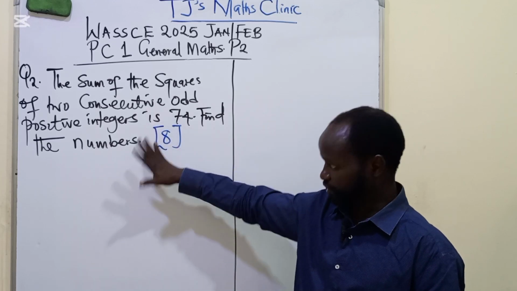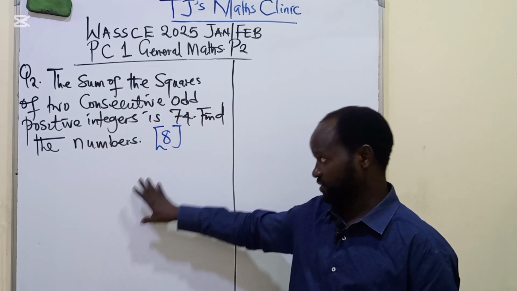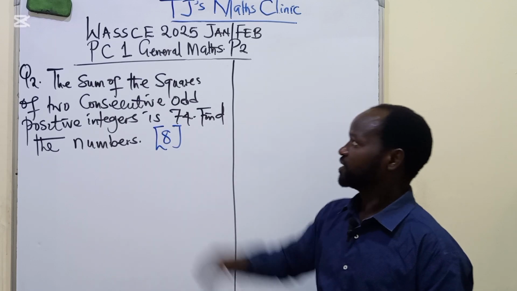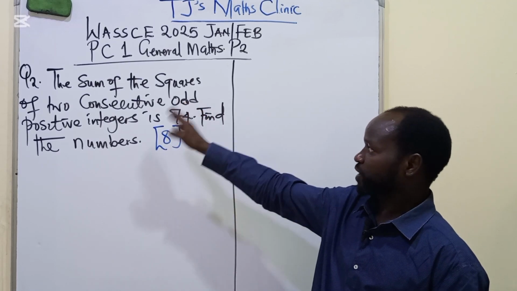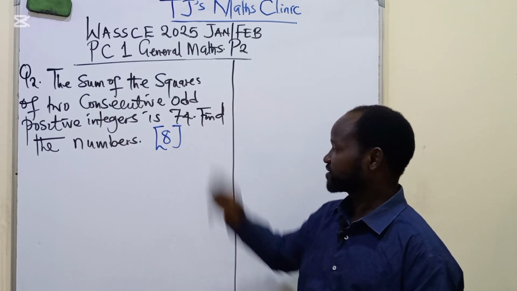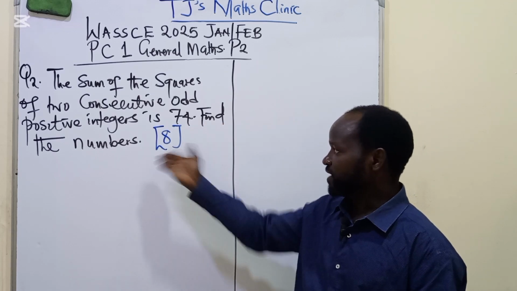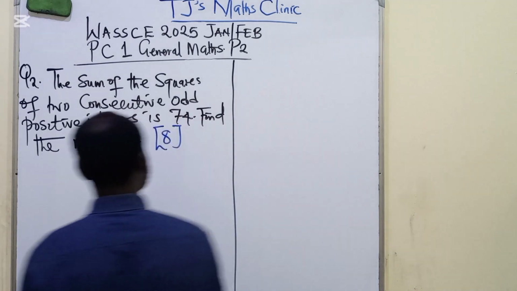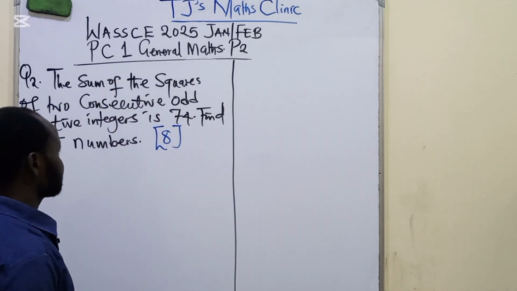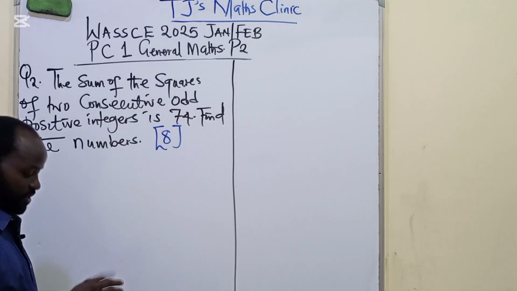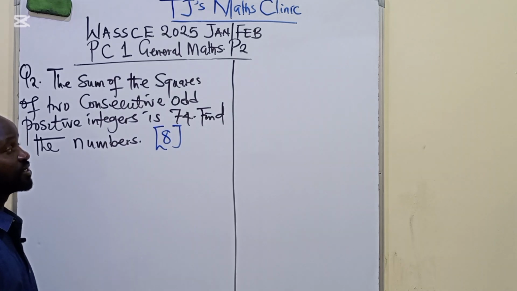This is a theory question. You have to show all the workings. Very important. Okay? Let's see what question 2 reads. The sum of the squares of two consecutive odd positive integers is 74. Find the numbers. What will be the numbers? Very important. When we talk about consecutive odd positive numbers, care must be taken. It is different from consecutive integers. Let me analyze that before we dive into this question.